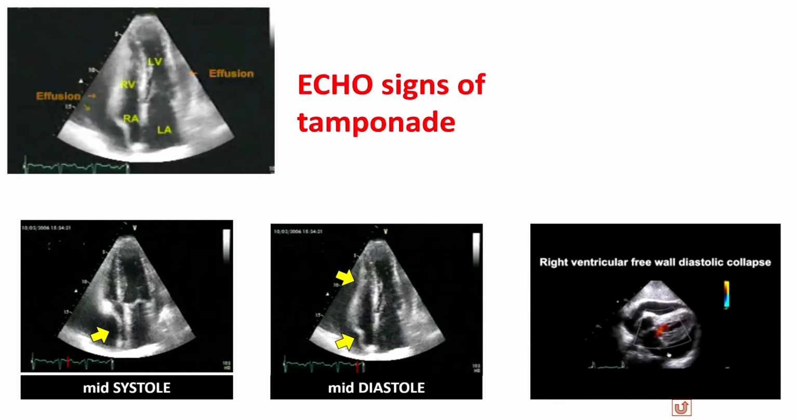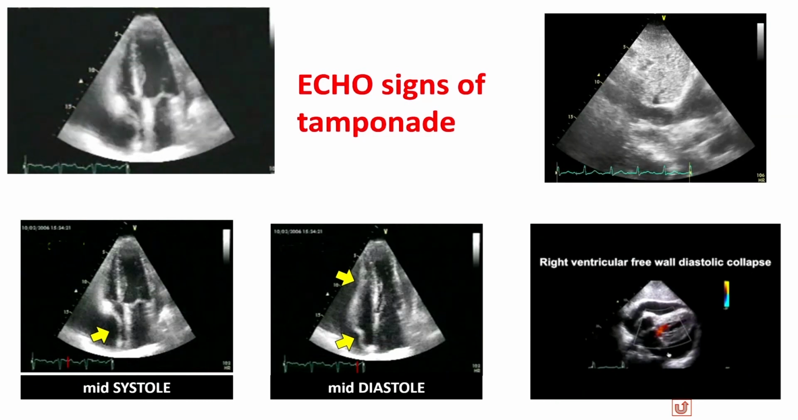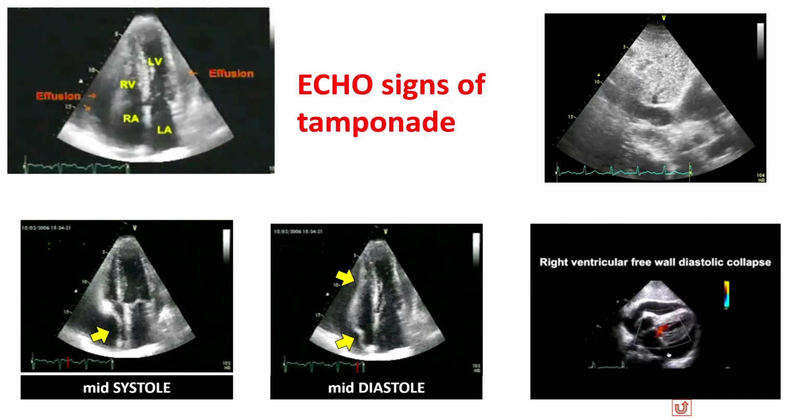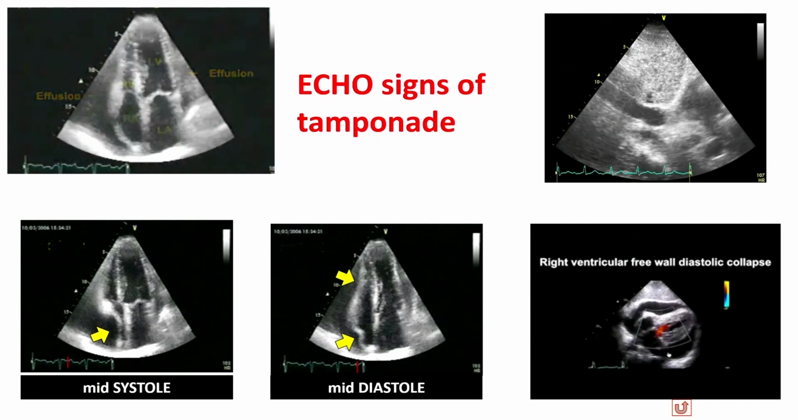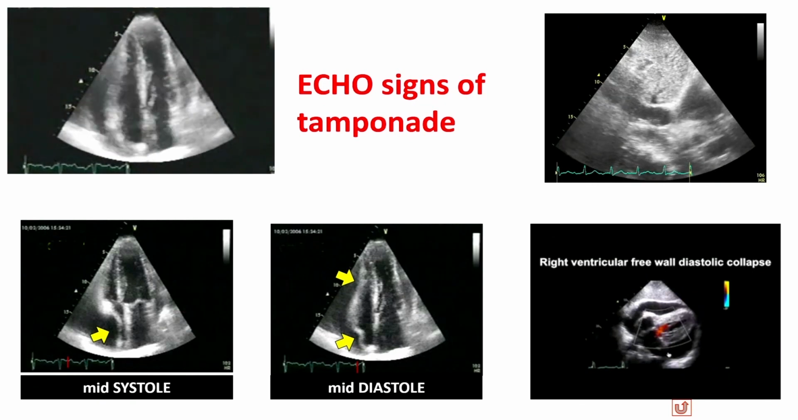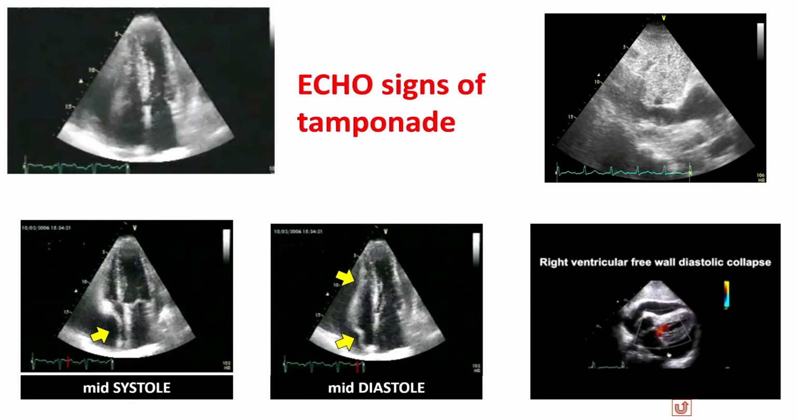Tamponade is not based on volume. Tamponade is based on acuity, how fast the fluid collects, right? So that's where the difference totally comes. And obviously, as an end result, you will have an IVC which is also distended. You will have a right ventricular free wall diastolic collapse, and you can see this heart, especially, flopping around like this in the fluid.